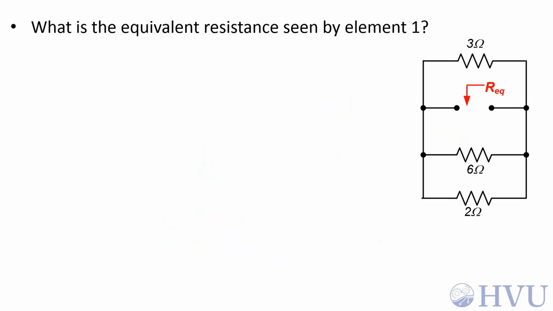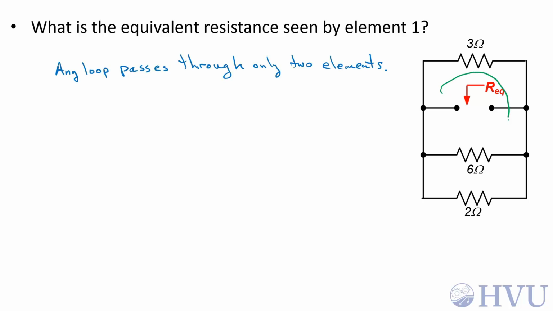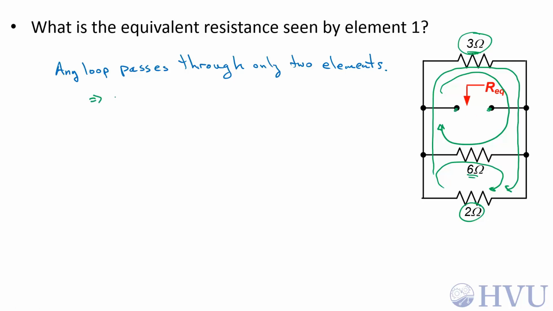In this particular circuit, any set of loops that I draw will pass through only 2 elements. So for example, if I draw a loop around here, that shows me that the 3 ohm and the 6 ohm resistor are in parallel. If I draw a loop around here, that shows me that the 6 ohm and the 2 ohm resistor are in parallel. Likewise, a loop through here tells me that the 2 ohm and the 3 ohm resistor are in parallel, and all of those are in parallel with this resistance Req. So all of these elements are in parallel.